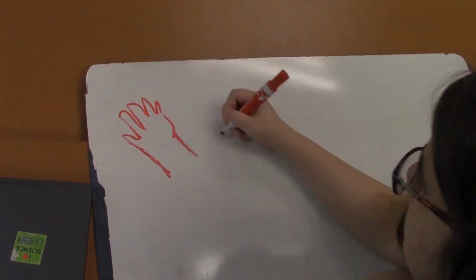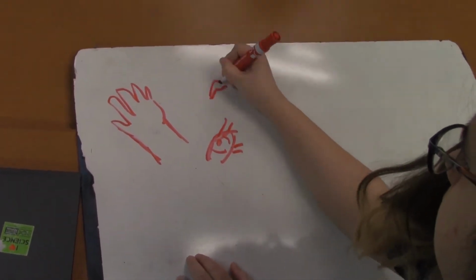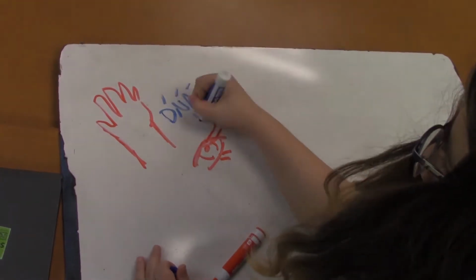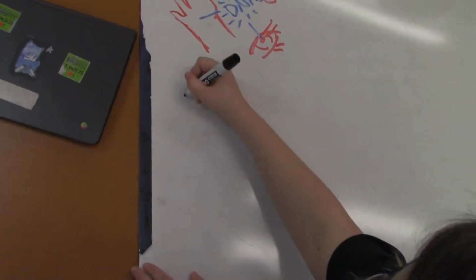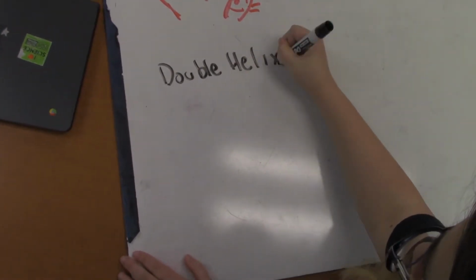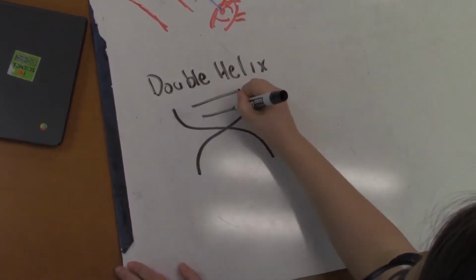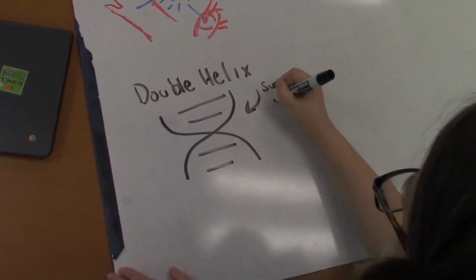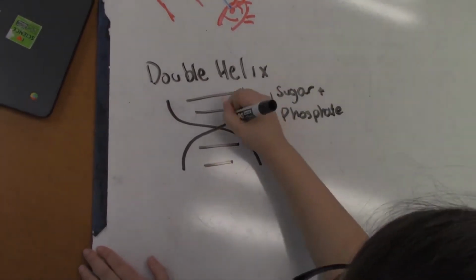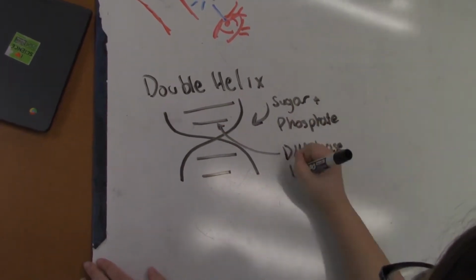DNA is located in every cell and in every cell nucleus. Every cell in your body has the same DNA in it. DNA is in a structure called a double helix, which has two strands that twist around each other. It is made of nitrogen bases, sugar, and phosphate.